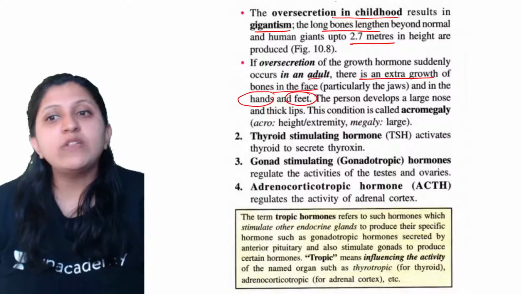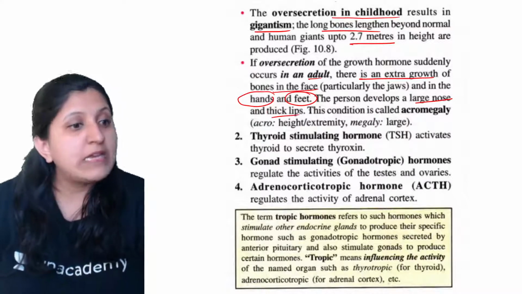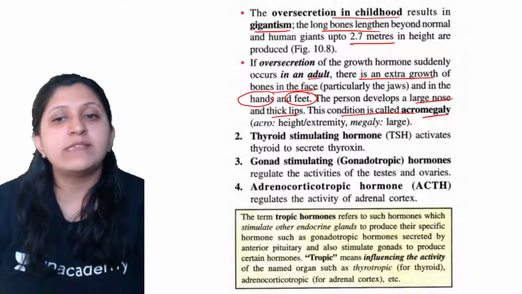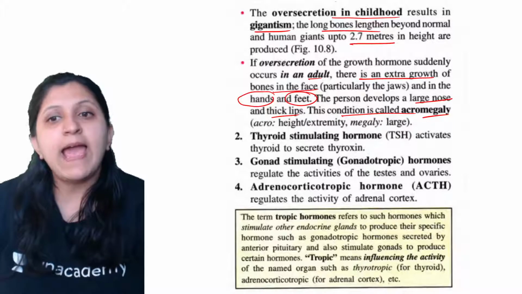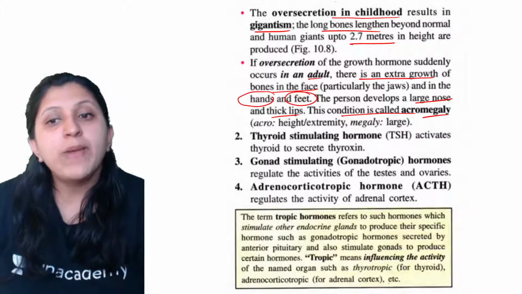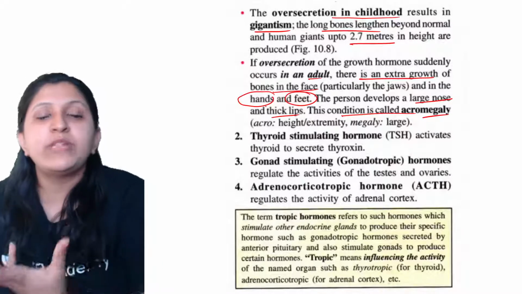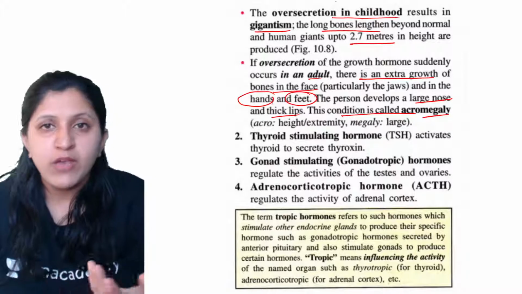Okay, so now this person is going to develop a large nose and thicker lips. The condition is called acromegaly. Acro means height, and also extremity. Megaly means large. So we find larger height with respect to the facial features, the hands or the legs.